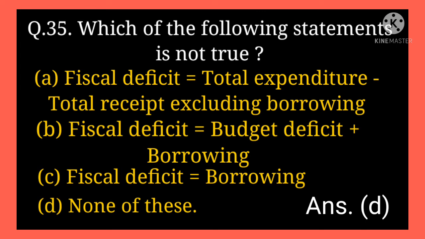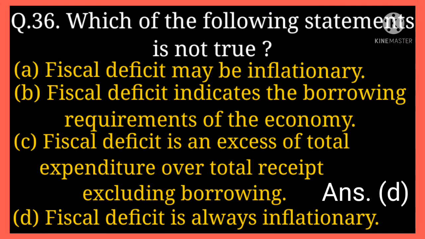Here all the three statements A, B and C with respect to fiscal deficits are true. And none of these statements is false. Therefore answer is none of these, that is D. Now the question number 36, which of the following statements is not true for fiscal deficit? So A, B, C, all the three statements are true, but the statement D is not true. It is not always inflationary. That's why answer is D.